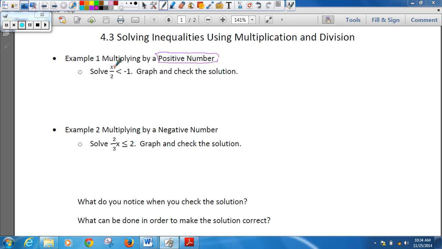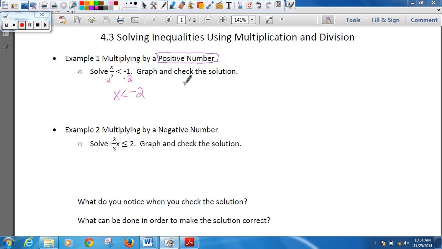So if I look here, it's x divided by 2 is less than negative 1. To solve this, the opposite would be to take both sides times 2. When I do that, I get x is less than negative 2.